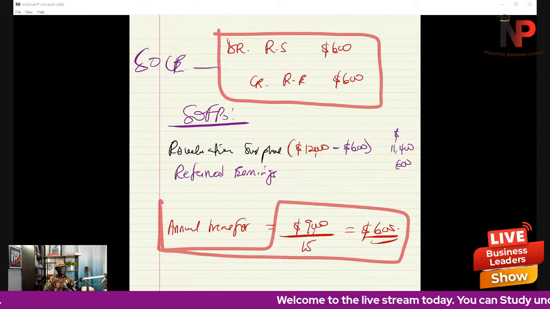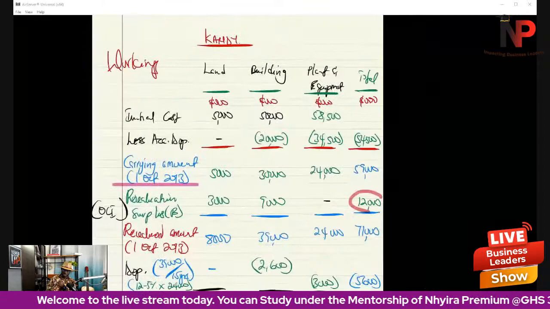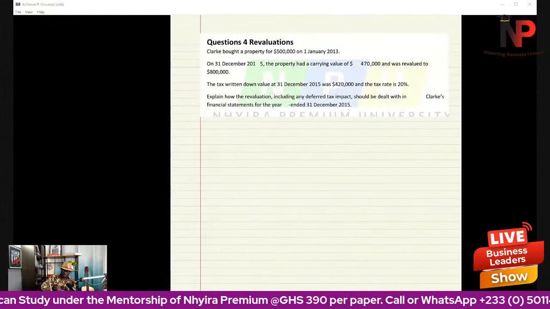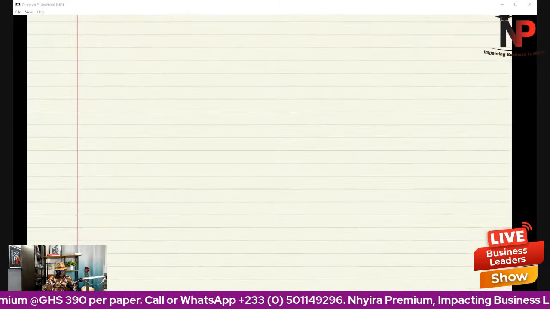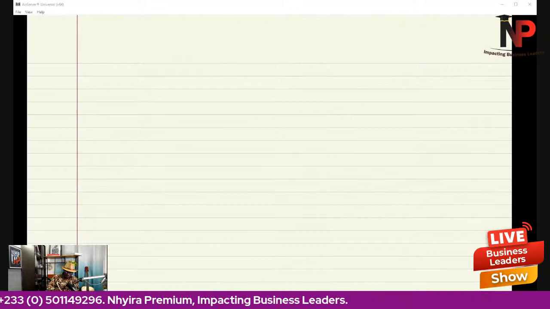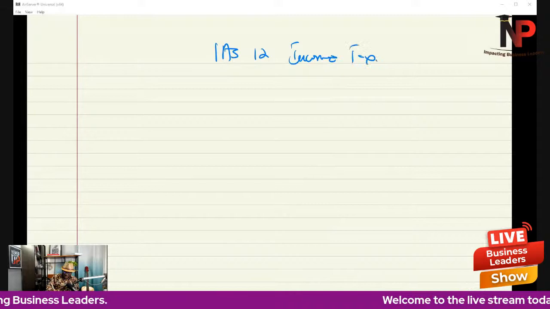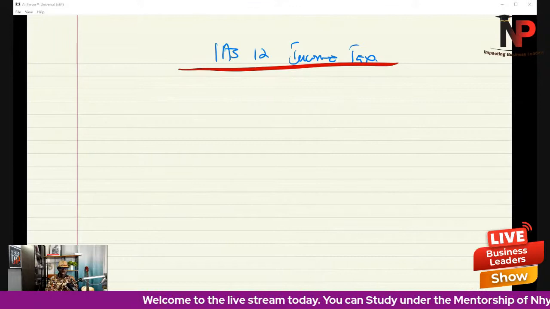But the second aspect that revaluation of assets has is the issue relating to taxes. That is what we want to jump into today and discuss some key issues about when there is tax and how we deal with it. Before I jump into the question, let me give you a quick crash course, a review on IAS 12 income tax. At this level, income tax is crucial. It's one of the fundamental standards you need to know if you're doing financial reporting.